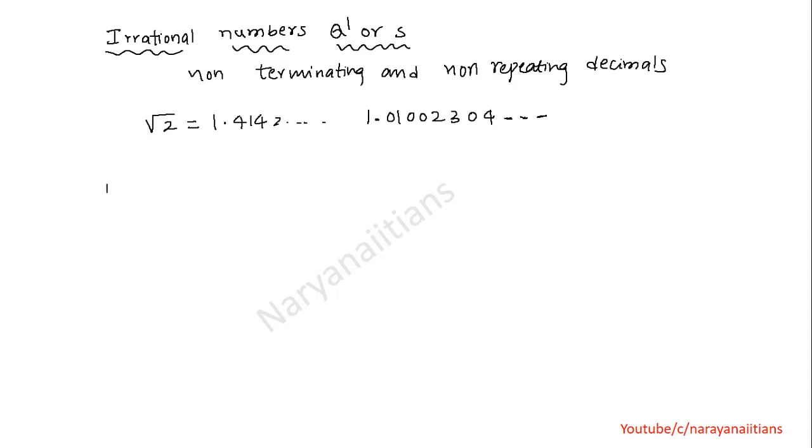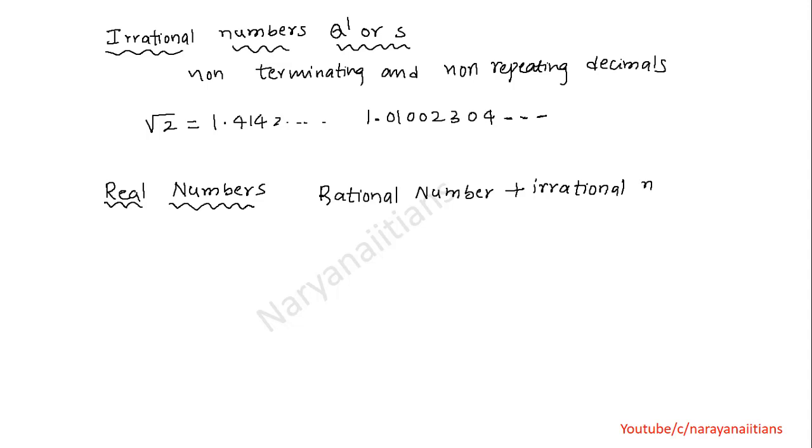Next one is real numbers. Real numbers are nothing but rational numbers plus irrational numbers. If you add rational numbers and irrational numbers, you will get real numbers.